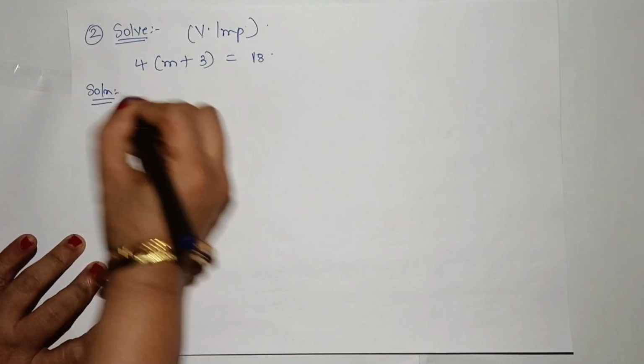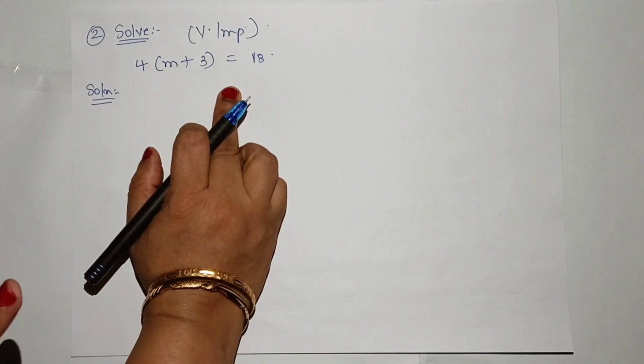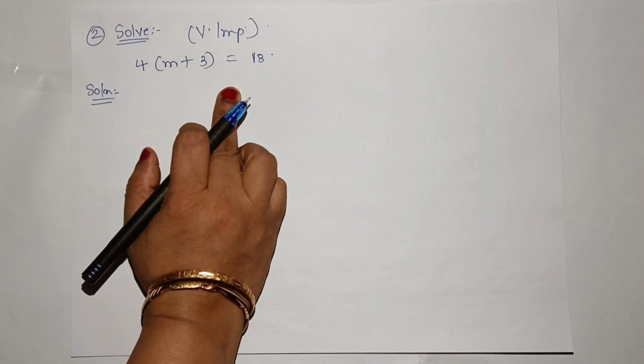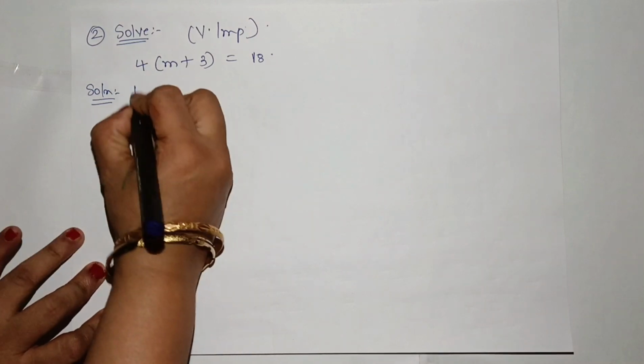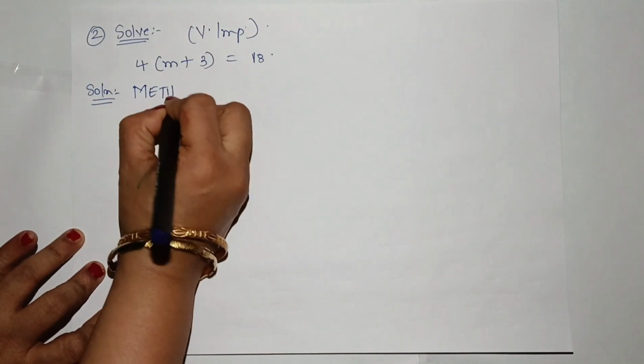Solution. Now this sum can be solved by two methods. I'll show you both the methods and whichever method is feasible, you can adapt that method. Okay. Now let's see method 1.